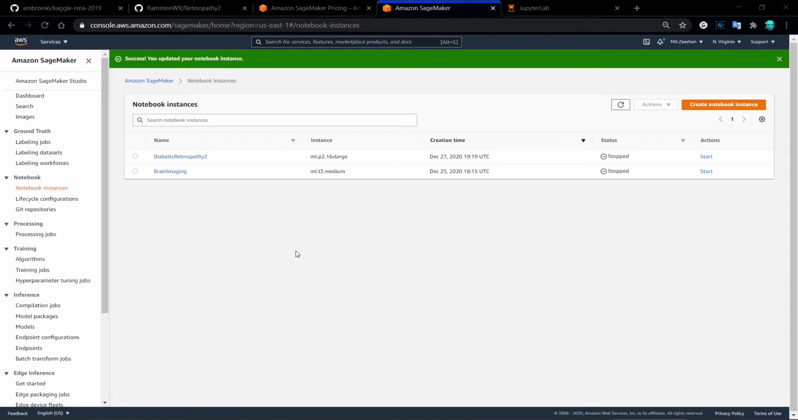Okay, so we are back again, and we have updated from the P3.16 XLR instances to P2.16 XLR. Let's just start it and get it working. It will take a minimum of 2 minutes, because these are big instances. Stopping and updating these instances takes around 2 to 3 minutes each.